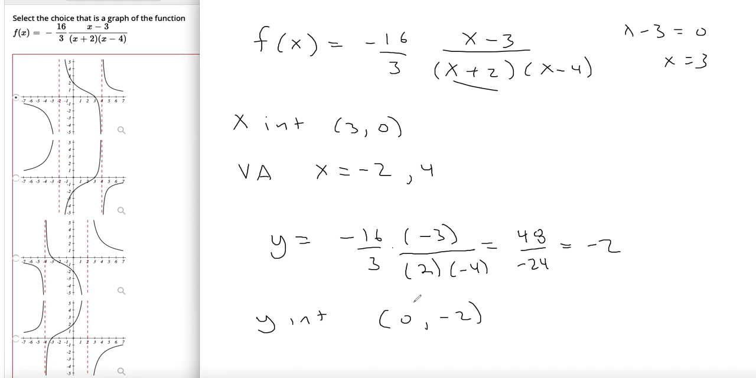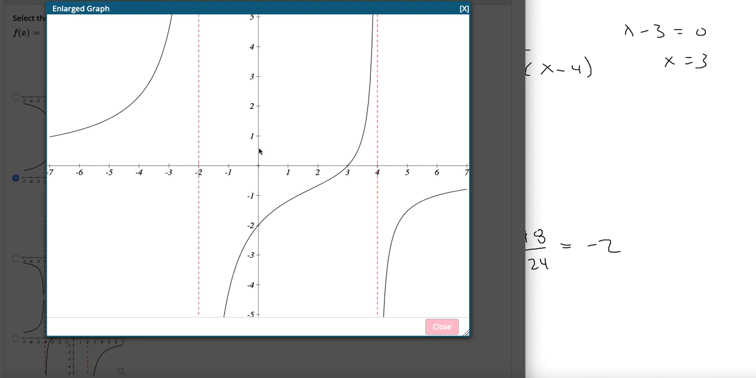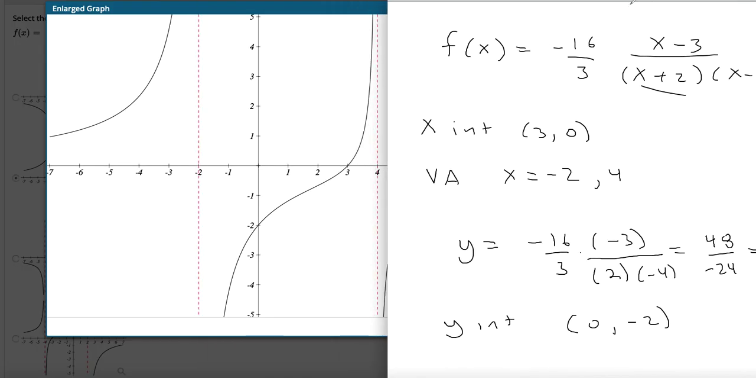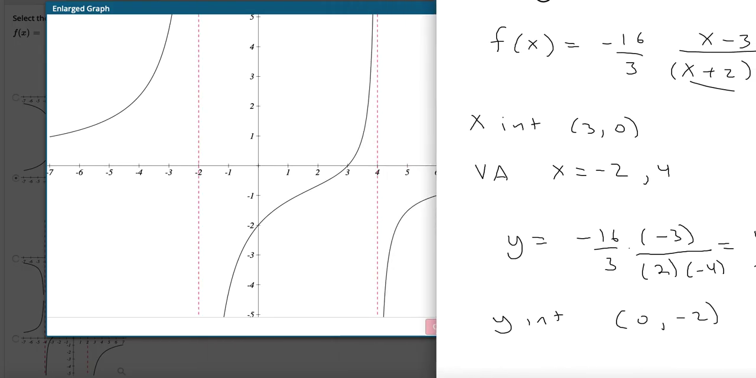Those ones are out. And then we need an x-intercept at 3. So notice these both have x-intercepts at 3, but that's cool because we know the y-intercept is at (0, negative 2). So that's got to be that graph right there. Let me make that a little bit bigger and point those things out. So there we have vertical asymptotes at negative 2 and 4, x-intercept at 3, and y-intercept at negative 2.